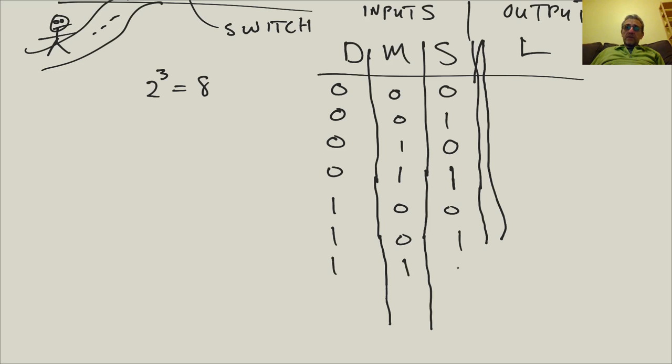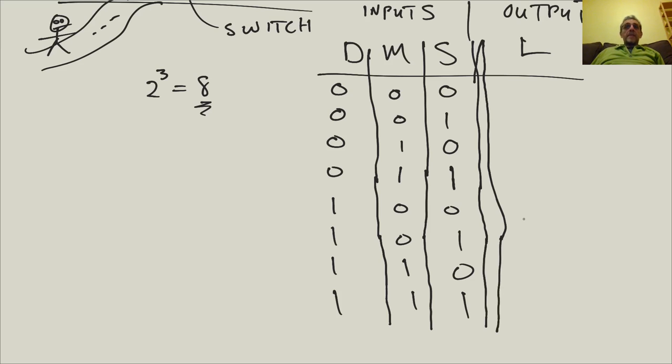Or here, what am I doing wrong? Yeah, and finally the last one, which is seven. Right? So 2, 3, 4, 5, 6, and seven. Yeah, 0 to 7 is 8 different states.